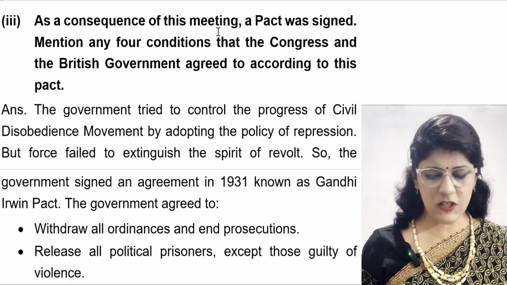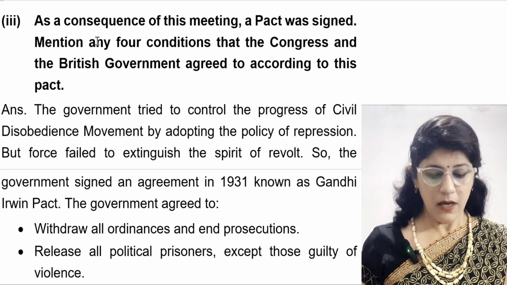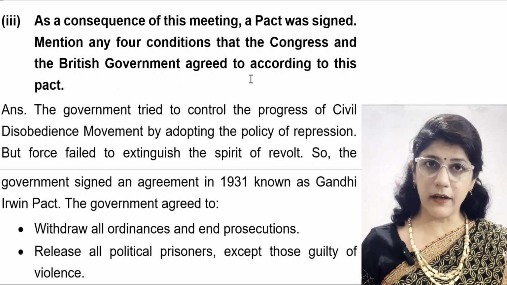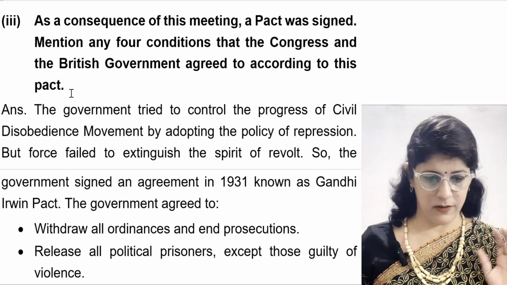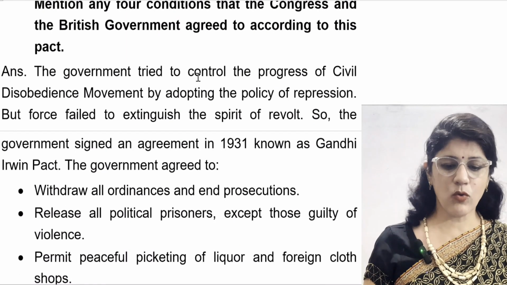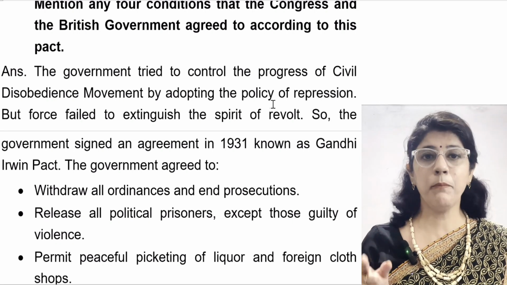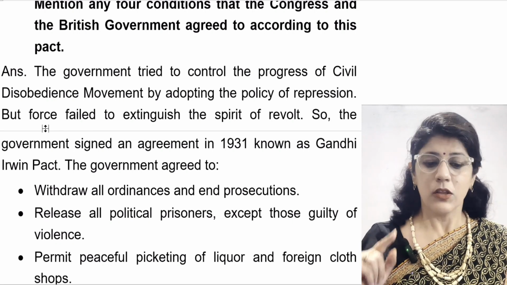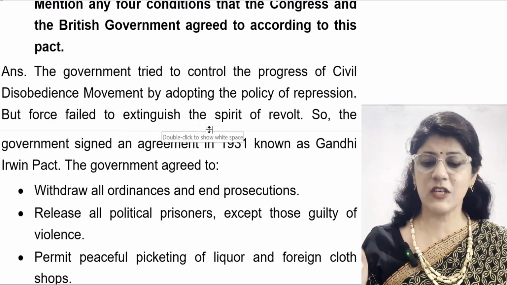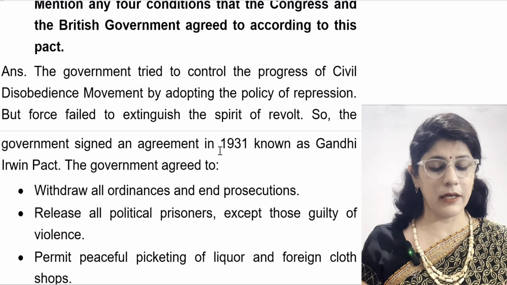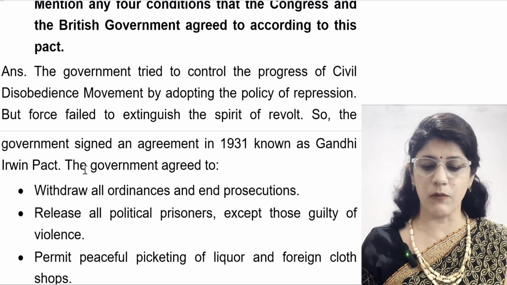As a consequence of this meeting, a pact was signed. Mention any 4 conditions that the Congress and the British government agreed to according to this pact. The government tried to control the progress of civil disobedience movement by adopting the policy of repression. The force failed to extinguish the spirit of revolt. So the government signed an agreement in 1931 known as Gandhi-Irwin Pact.